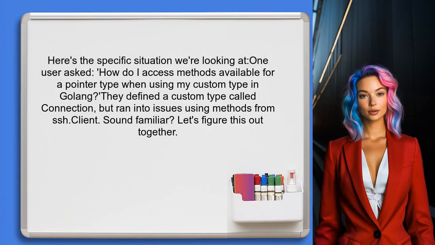Let's take a closer look at the specific question at hand. One user asked, "How do I access methods available for a pointer type when using my custom type in Golang?" They provided some code where they defined a custom type called connection, but ran into issues when trying to use methods from the underlying ssh.Client type. Sound familiar? Let's figure this out together.